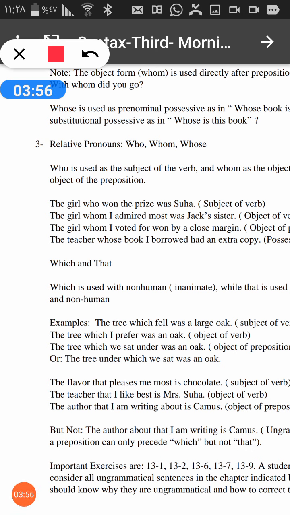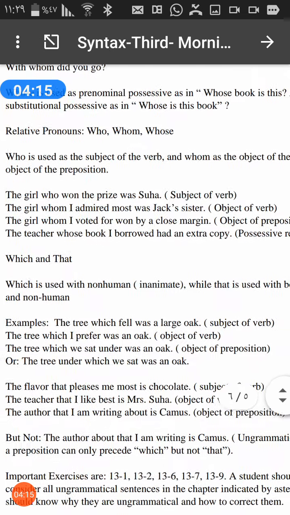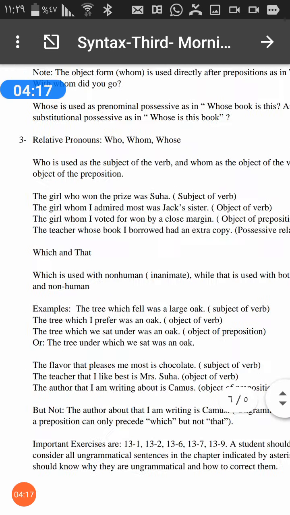Next item we talk about relative pronouns, ضمائر الوصل. These are relative pronouns. Some of them are who, whom, and whose. Now we come to the functions. نأتي الآن إلى وظائف هذه الضمائر.